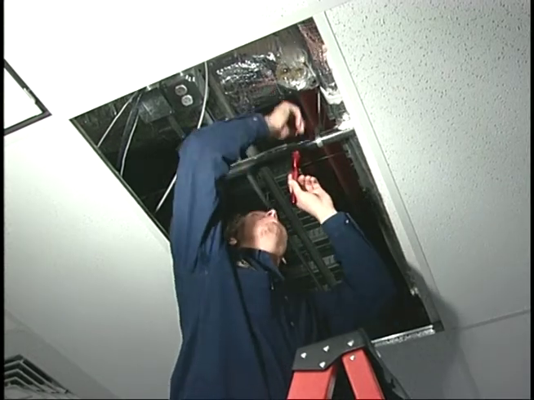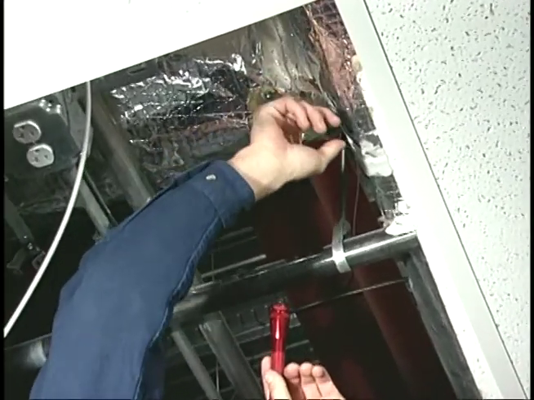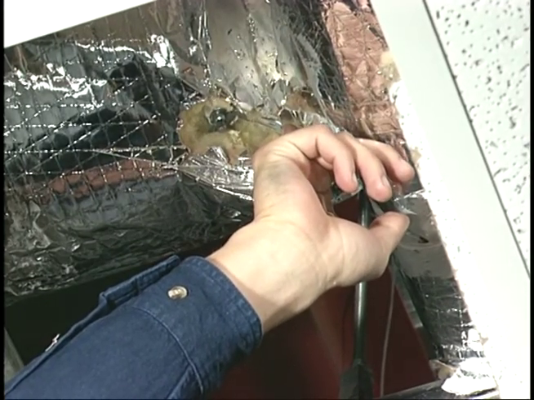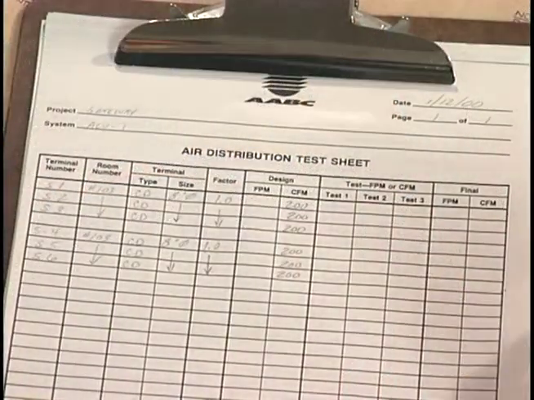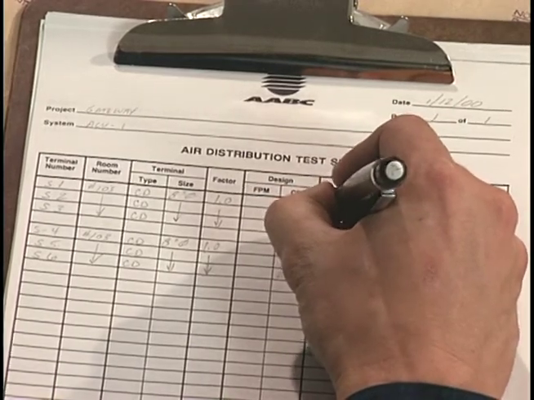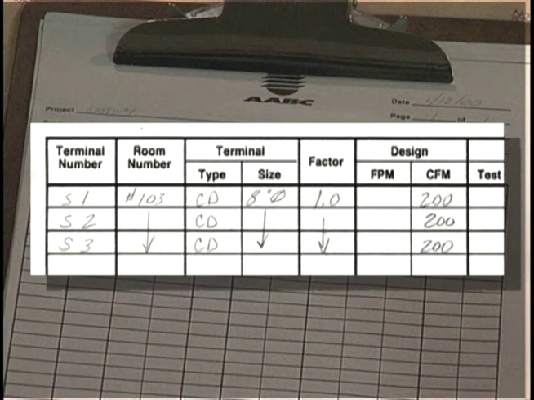After all investigations are complete, the technician starts the branch balancing at the branch with the highest CFM and adjusts that branch damper until the airflow is within 10% of design. This datasheet shows outlets S1, S2, and S3 on this branch. As you can see, the design for each outlet is 200 CFM, and therefore, the design total for this branch is 600 CFM.